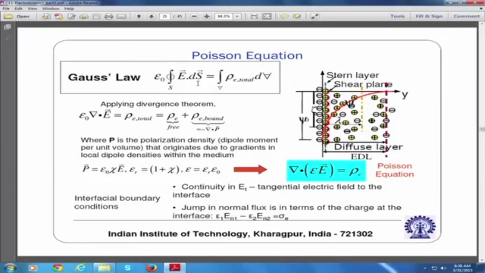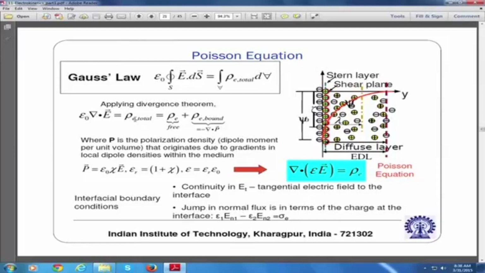Both of these are actually equivalent forms. This is the integral form of the Gauss law and this is the differential form of the Gauss law, and one can be recovered from the other by using the divergence theorem, as we have seen in many cases using the Reynolds transport theorem, how we can transform from the integral form to the differential form.